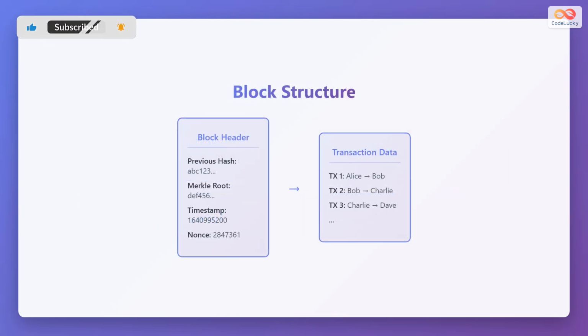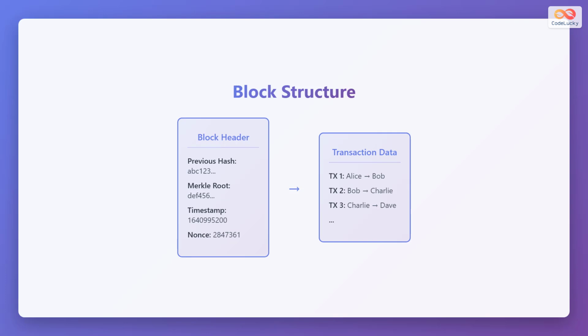Let's break down the structure of a block in a blockchain. Each block consists of two main parts: the block header and the transaction data. The block header contains critical information, including the hash of the previous block, often called previous hash, a Merkle root that summarizes all the transactions in the block, a timestamp indicating when the block was created, and a nonce, which is a number used in the mining process.